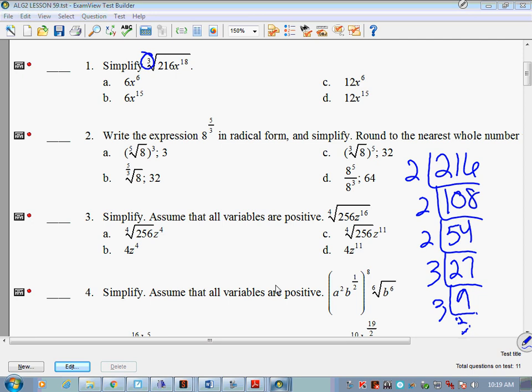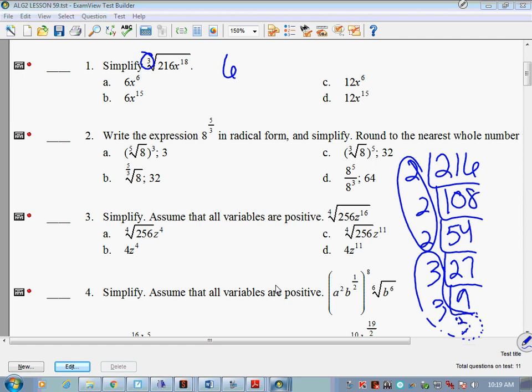Now, because this is a cube root, in order to take a number out, I have to have 3 of them. Okay? Does that make sense? Do I have 3 of anything here? What do I have 3 of? I got 3 2s and 3 3s. All right? So I'm taking out 1 2 and 1 3. Okay? What is 2 times 3? 6. Okay? So I can take out 1 6.